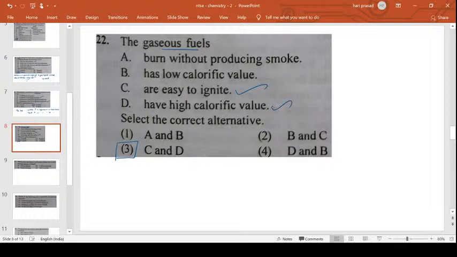It is giving high calorific value. Generally, it will not produce smoke. But solids and liquids produce smoke. In the case of gaseous fuels, no residue will be left.